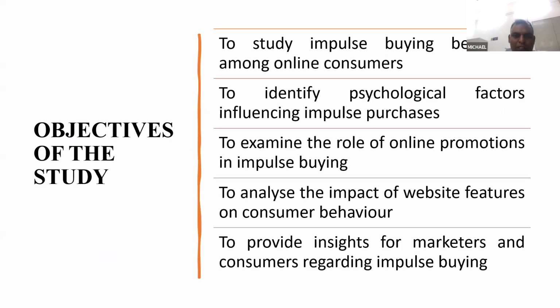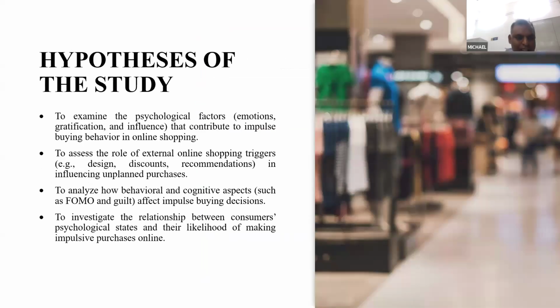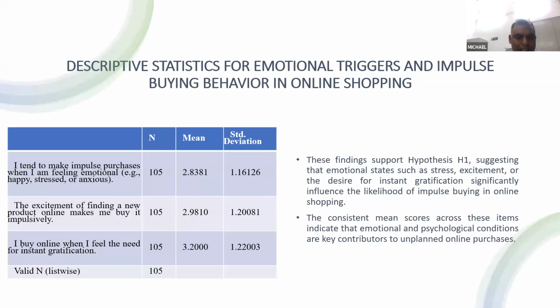I have a few objectives and hypotheses: to examine psychological factors such as emotions and gratifications, to assess the role of external triggers like design and discounts, and to analyze behavioral aspects such as FOMO, that is fear of missing out, and to study the relationship between psychological state and impulse buying. Based on these objectives, I have given the hypotheses, and all these hypotheses have been tested by certain statistical analyses. The first one is emotional triggers.